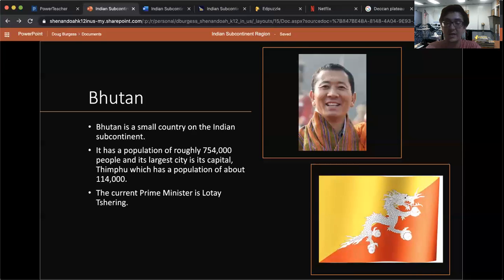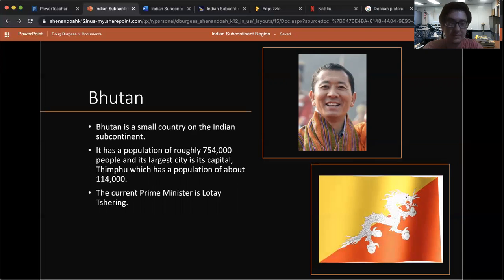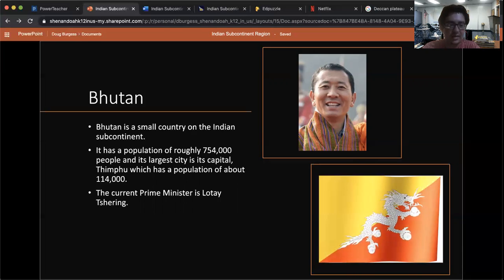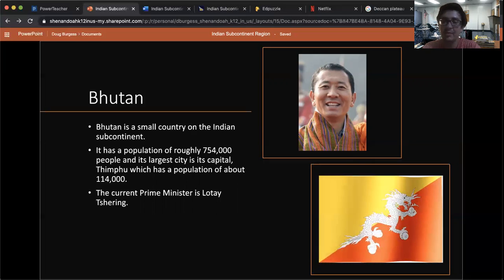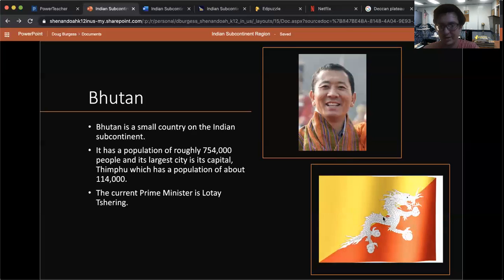We have Bhutan next, and I just want to point out that their flag is absolutely incredible. One of my personal favorites. The other personal favorite is coming up here shortly. Bhutan is a relatively small country on the Indian subcontinent. It has a population of right around 754,000 people. Its largest city is its capital, Thimphu, which has a population of about 114,000 people. The current prime minister is this gentleman here, Lotay Tshering. I mean, just look at that flag. It's incredible.